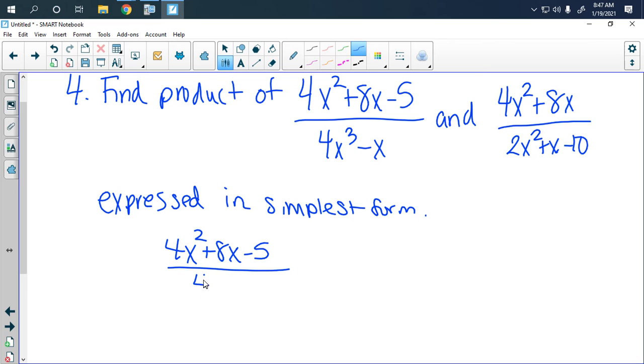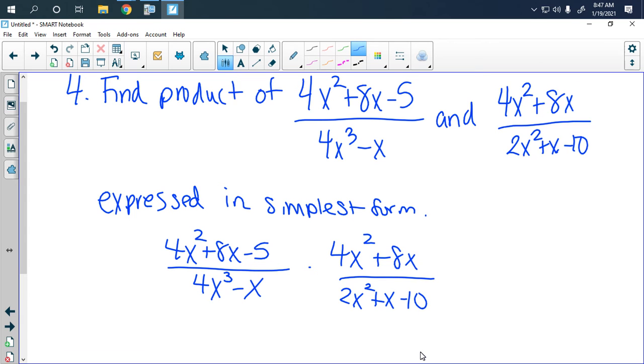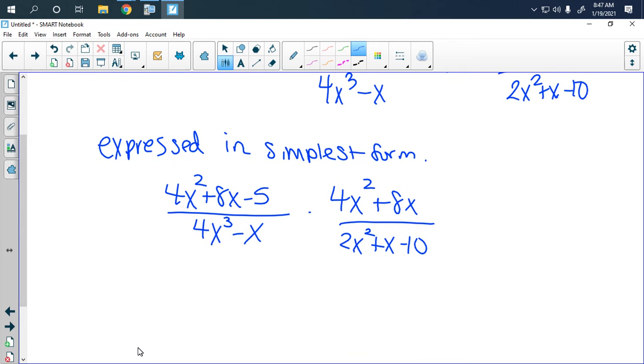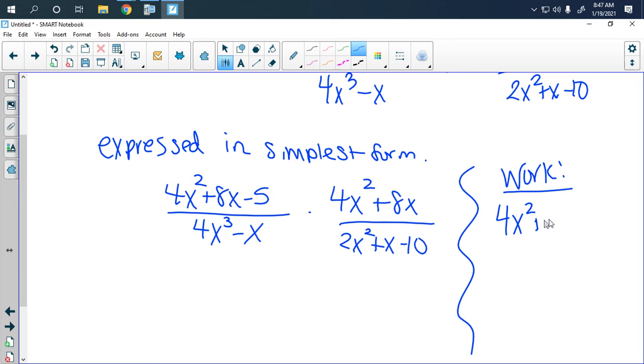All right, so first of all, you should have written it out as multiplication. We do not need to do any keep, change, flip because it's multiplication. So now I want to do my factor, cancel. So I would have gone off to the side here to show my work. And first I would factor 4x squared plus 8x minus 5. There's no GCF here, so you would go ahead and do your P's and C's. So this time I'll walk you through it if you need a little refresher. 4 times negative 5 is negative 20. That's the first and last term.